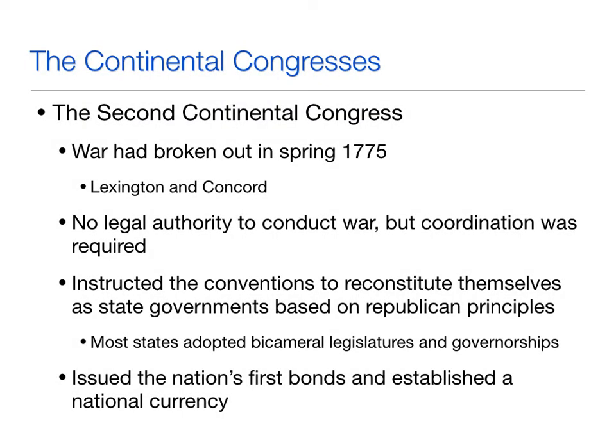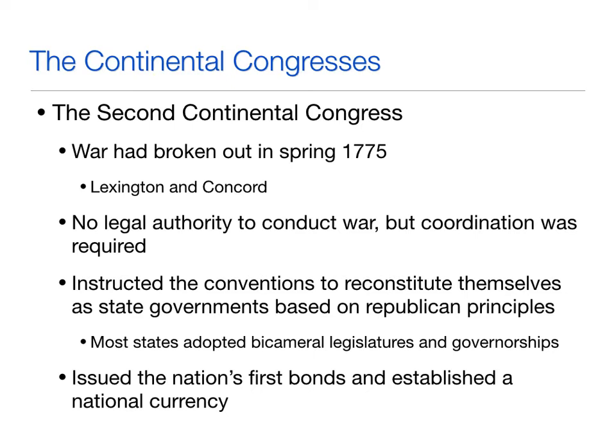Well, after this, tensions continue to escalate between both sides. War eventually breaks out in 1775. Shots are fired in Lexington and Concord. The delegates get back together for a Second Continental Congress. Now, these folks had no legal authority to conduct war, but they know they actually have to escalate the resistance to the British Crown. And you're starting to see people want to actually separate themselves from the British monarchy.